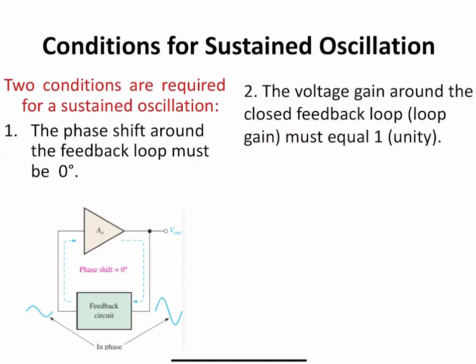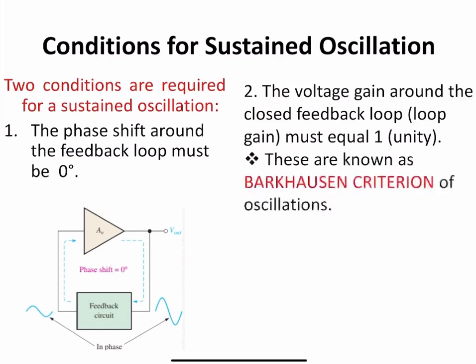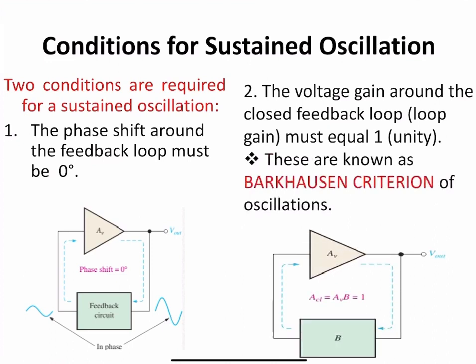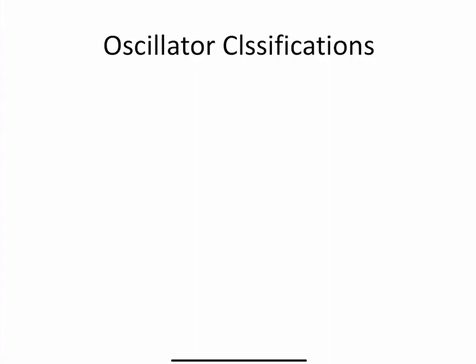Second, the voltage gain around the loop must equal unity to get sustained oscillations. These two conditions are also known as the Barkhausen criteria of oscillation. These conditions must be met for sustained oscillation in any oscillator circuit. You can see in this figure, the gain around the positive feedback loop must be unity, meaning the product of Av and B must be unity.